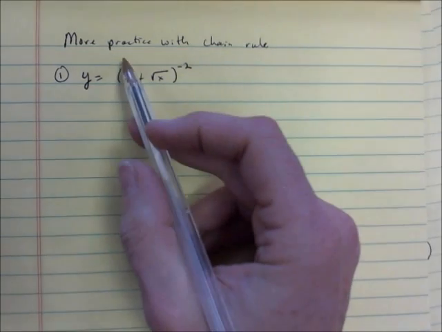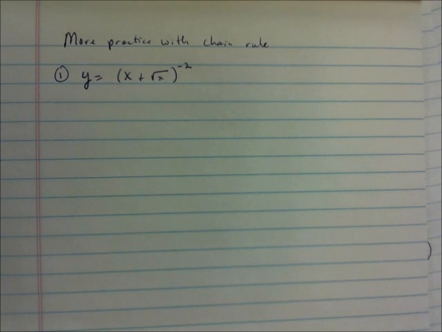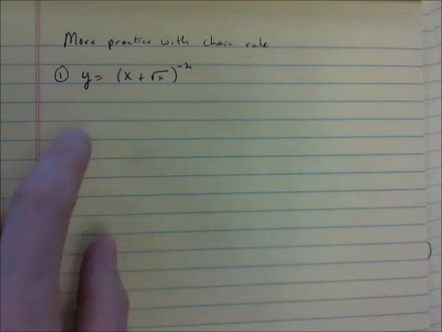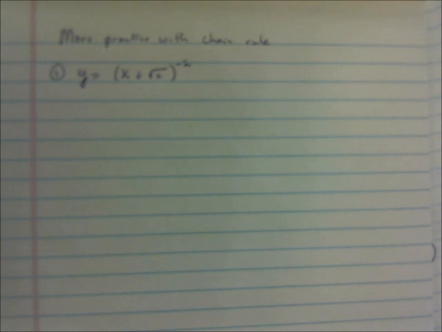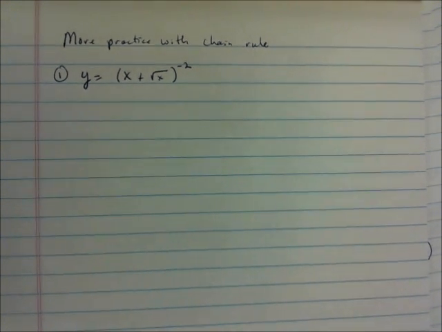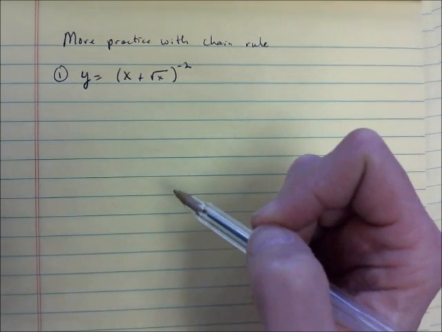Today we're going to get some more practice with finding derivatives using the chain rule. And we're going to start out with this particular problem. You might want to just write it down and try to do it on your own. Let me focus it a little bit better here. So y equals x plus the square root of x, all raised to the -2 power.